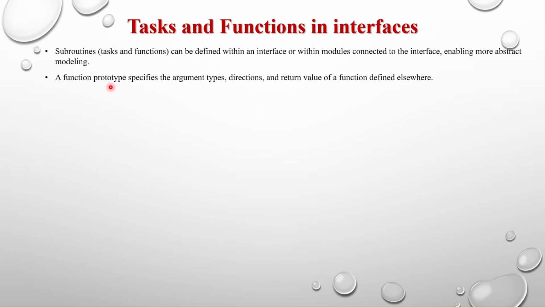That means function prototype. In the last example, we have seen extern task and some task name. So that is a prototype of a task. So you can write the function prototype also that specifies the argument types, directions, and return value. And if you are using task, everything will be same, but it will not return any value. A task prototype specifies the argument types and directions of a task defined elsewhere.